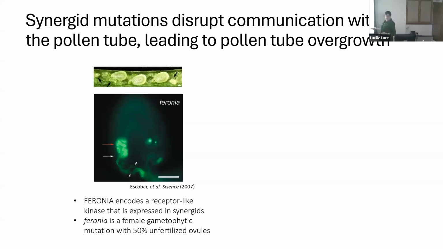It's expressed in synergids, but it's also expressed throughout the plant in most cells except for pollen. But its gametophytic phenotype is that if you have a heterozygous Feronia mutant, half of the ovules will remain unfertilized because the pollen tube doesn't get the signal to burst.